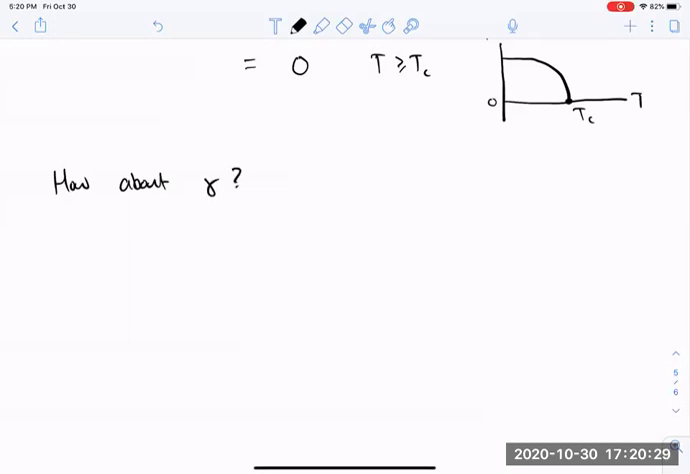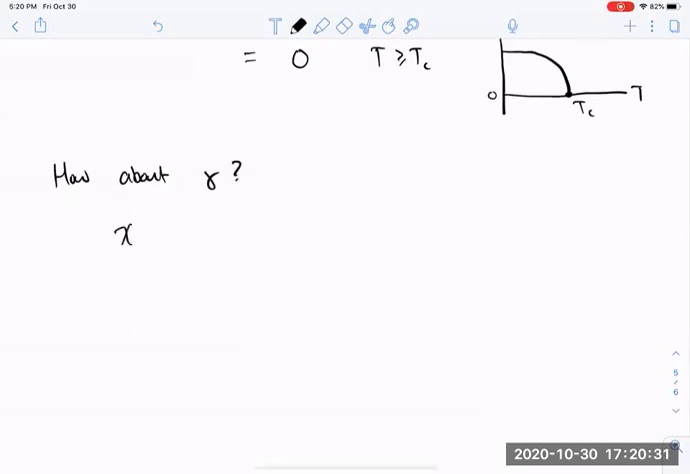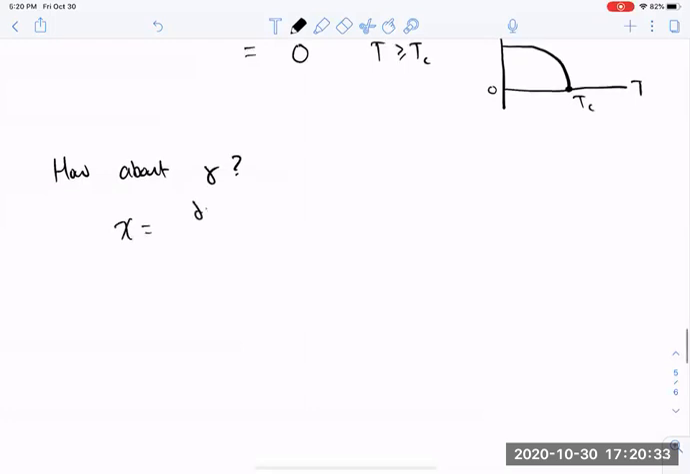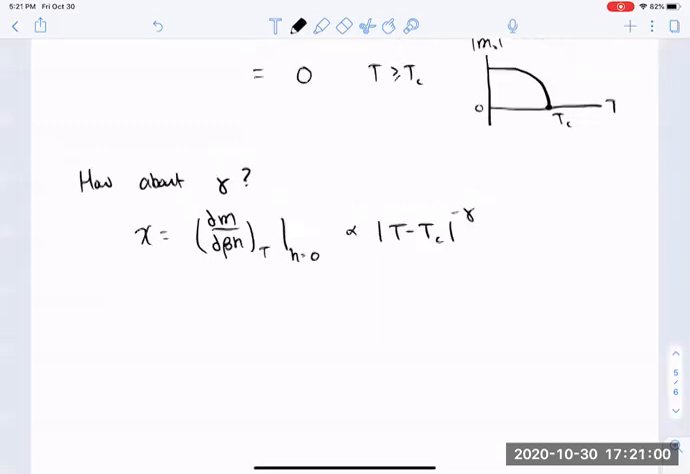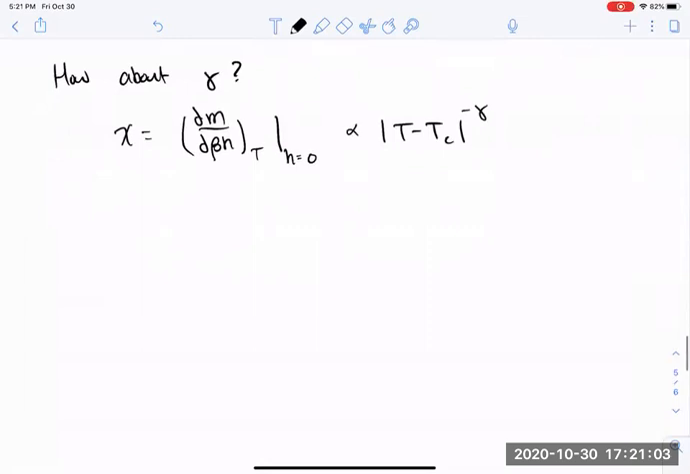So how about gamma, for example? To remind you, gamma is the critical exponent that tells us how the magnetization varies with applied field at fixed temperature. This is evaluated near the critical temperature where H is equal to 0. And from universality, we expect that this depends as a power law of T relative to Tc with some critical exponent minus gamma. All right.